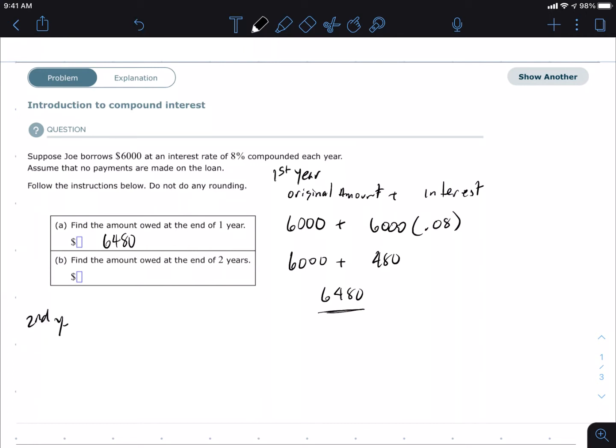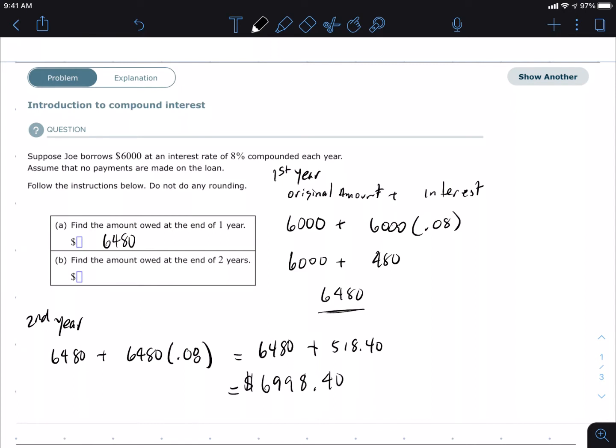So second year, again with no payments, it's 6,480 plus 6,480 times the percent, which gives me 6,480 plus 518.40, and so his new amount owed is $6,998.40. So that's after 2 years.